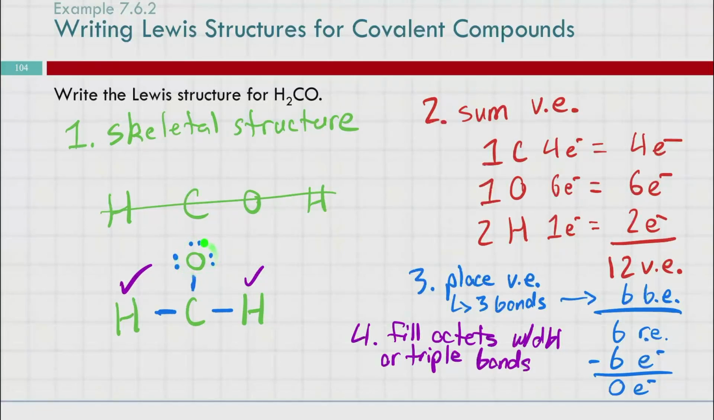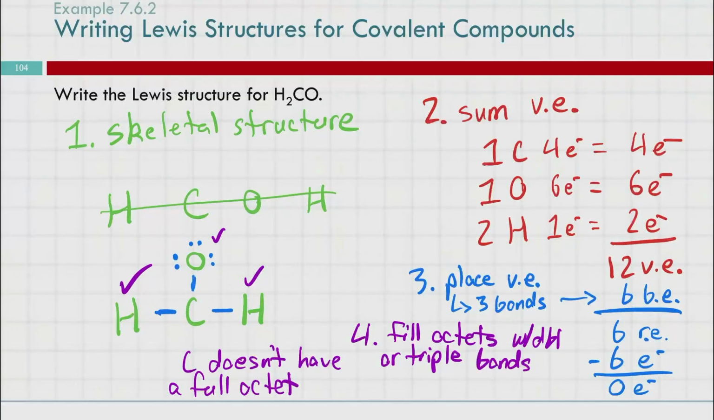So our oxygen has how many electrons on it? 8. It's got 3 lone pairs and 1 bond. So each of these lone pairs is 2 electrons, and our bond is 2 electrons. So oxygen has a full octet. Let's look at carbon. We haven't checked carbon yet. Carbon has 3 bonds, meaning it only has 6 electrons. So carbon doesn't have a full octet.